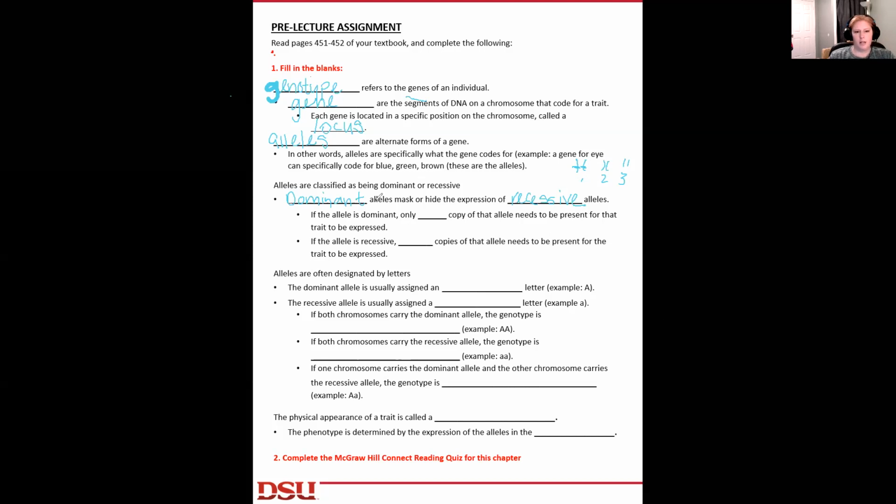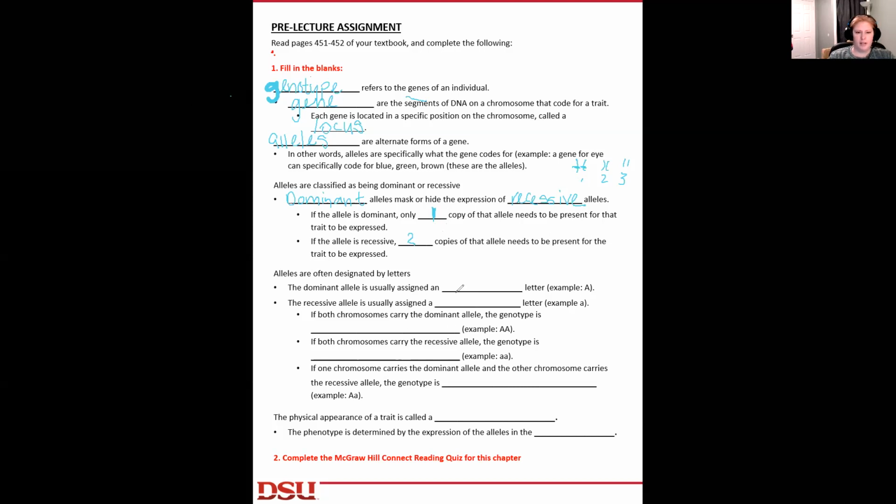So since dominant alleles mask the expression of a recessive allele, that means that you only need one copy of that allele for it to be expressed. But if it's recessive, you have to have two copies of that allele, okay? So if it's a dominant allele, you can have one dominant and another recessive, but you'll still see the dominant trait. If it's a recessive allele like red hair, I have to have two copies of the allele that would code for this in order for it to be shown.